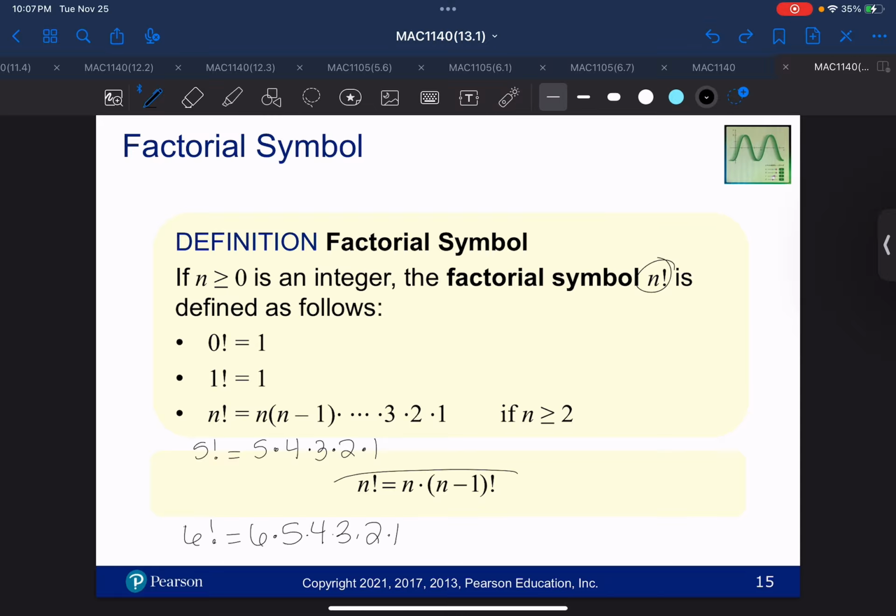And what this says is that n factorial is also the same thing as n times n-1 factorial, which means, for example, this 6 factorial can be written as 6 times 5 factorial, because this whole thing here is 5 factorial, like I showed you. So 6 factorial is the same thing as 6 times 5 factorial.